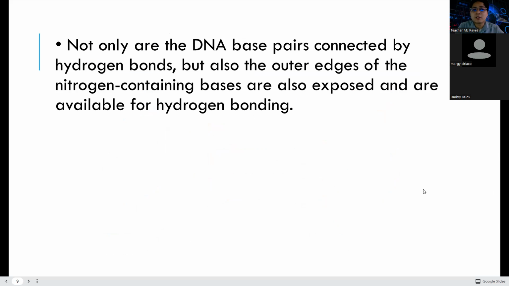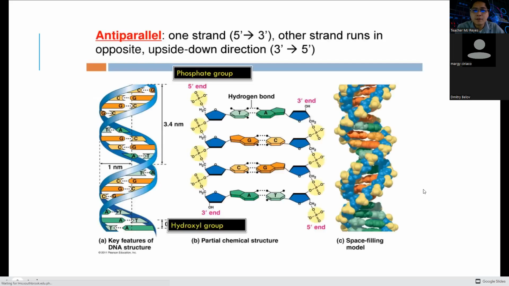Not only are the DNA base pairs connected by hydrogen bonds, but also the outer edges, the nitrogen-containing bases, are exposed and are available for hydrogen bonding. Take a look at this one. It usually resembles three sets. We call them codons. These codons carry the information necessary for a particular protein to be produced.